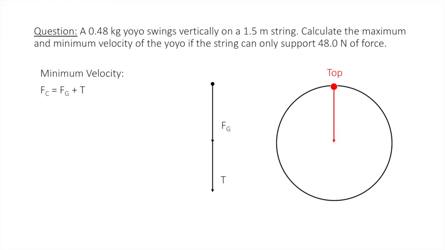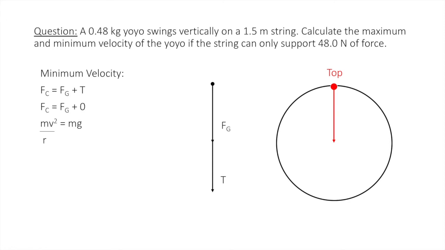Technically, the yo-yo does not need tension in order to go from the top of the circular path to the bottom. It only needs Fg to do that. For this reason, minimum velocity will occur at the top. Since tension isn't needed, we can set T equals 0. We know that Fc is equal to mv squared divided by r, and Fg is equal to mg. So go ahead and plug those into your equation.